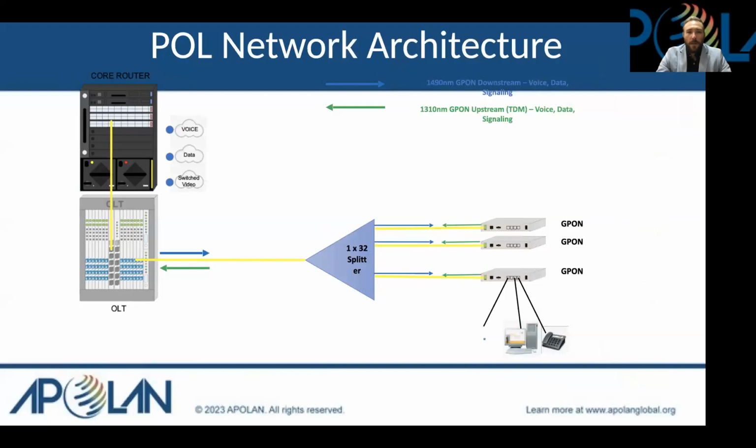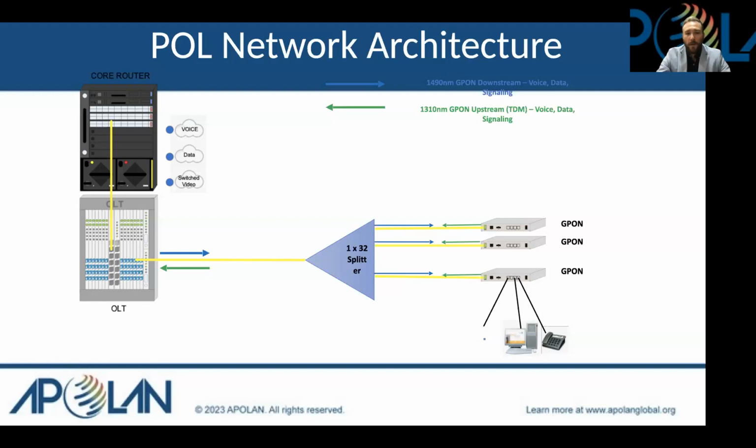Now here's the architecture of our POL network. We have our core router, which is then patched into our optical line terminal. And as I mentioned, those two center cards, those are our uplink interfaces. We could build this in a lag. They are redundant. They're hot swappable. It's a chassis-based system. One thing to remember is this is carrier-grade equipment as well.